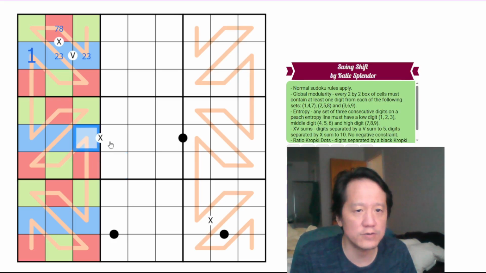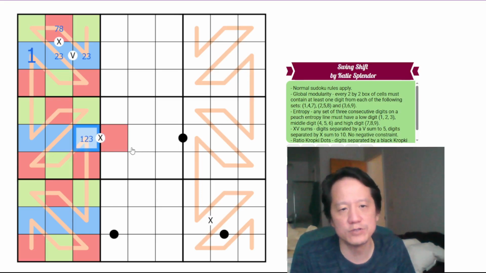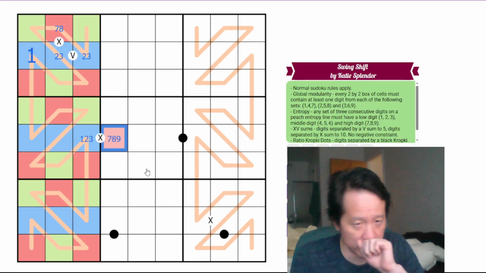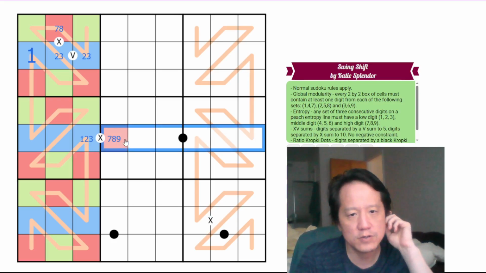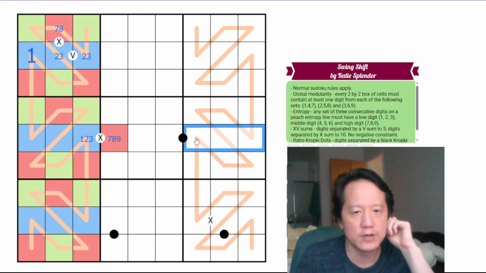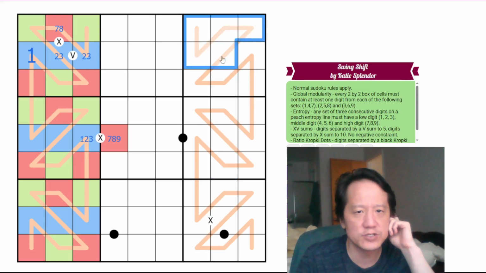So this is low, and it must add up with a high digit to add up to 10. So because it's 1, 2, 3 with 7, 8, 9, we cannot have another low digit here. So the low cannot be here. Therefore, this is either all medium or all high. I think this is actually a very similar thing, right?